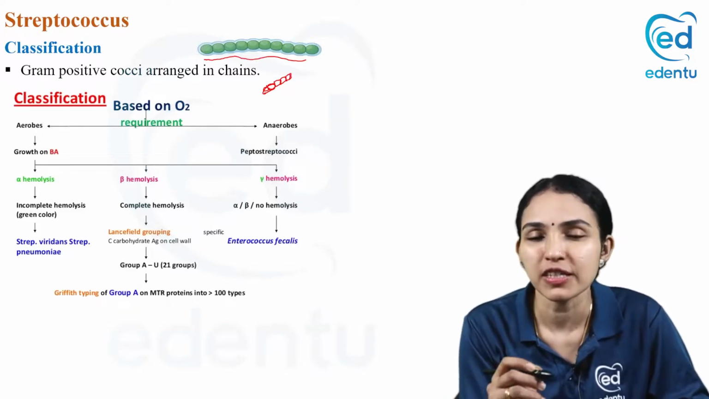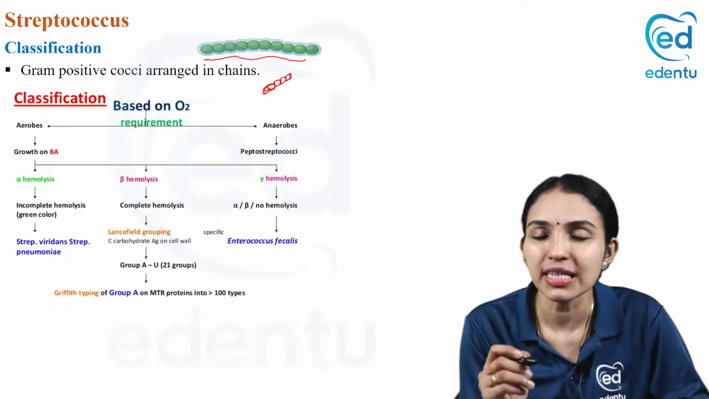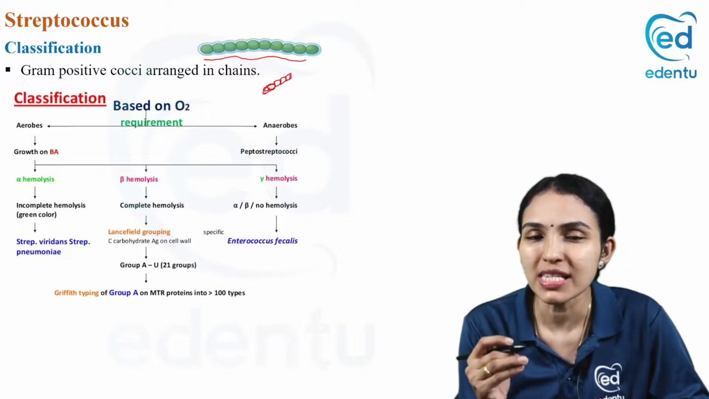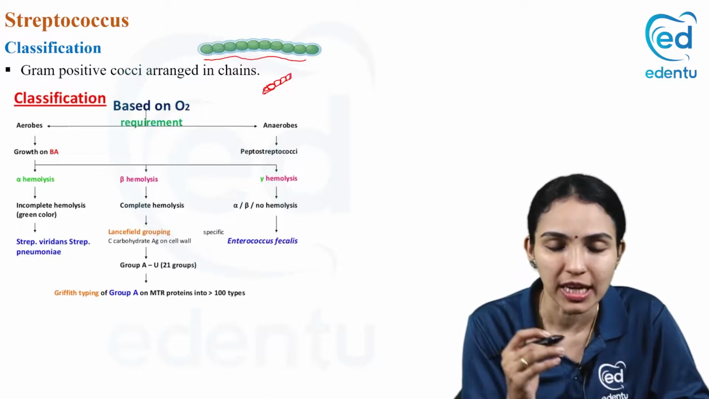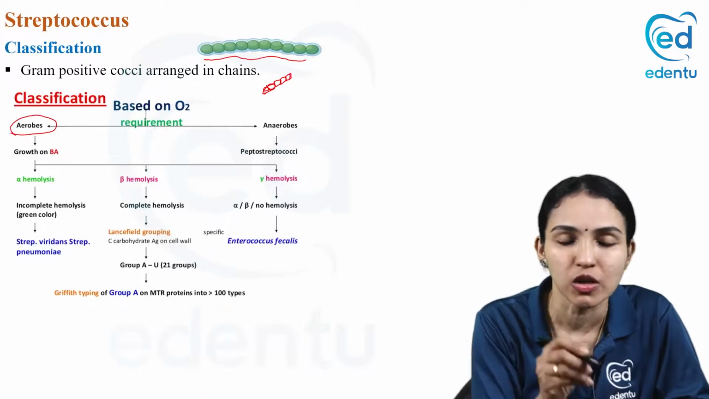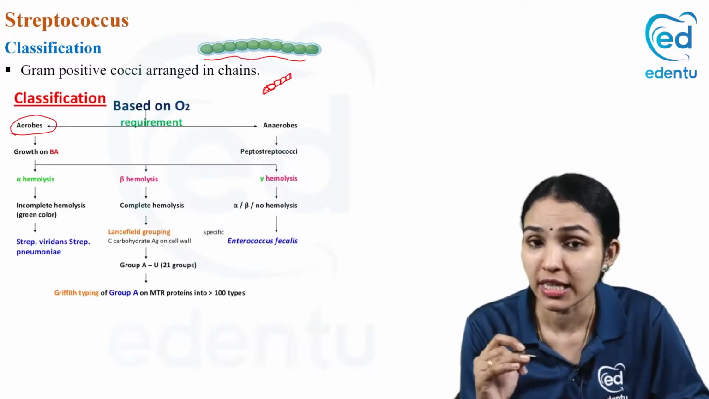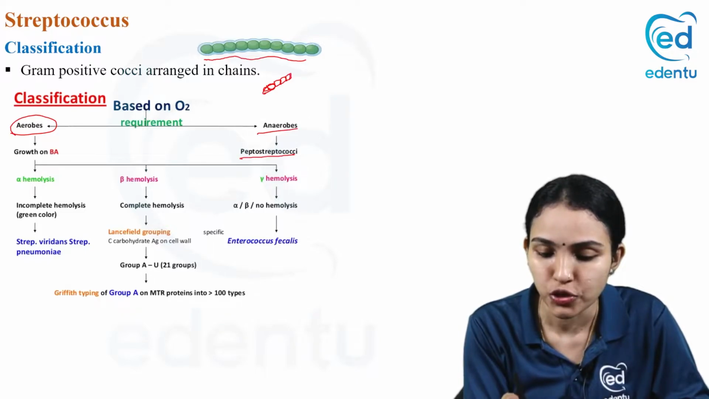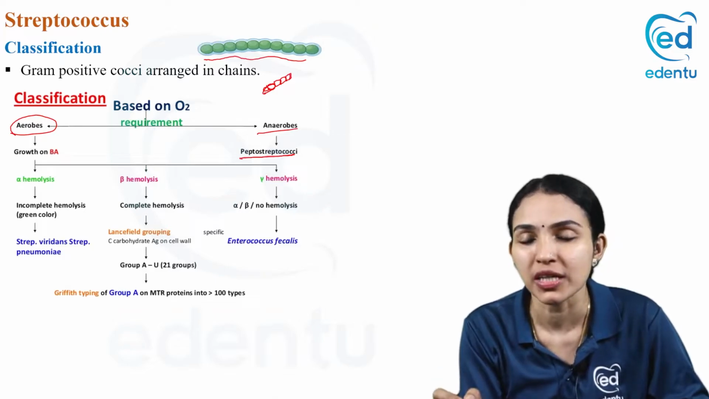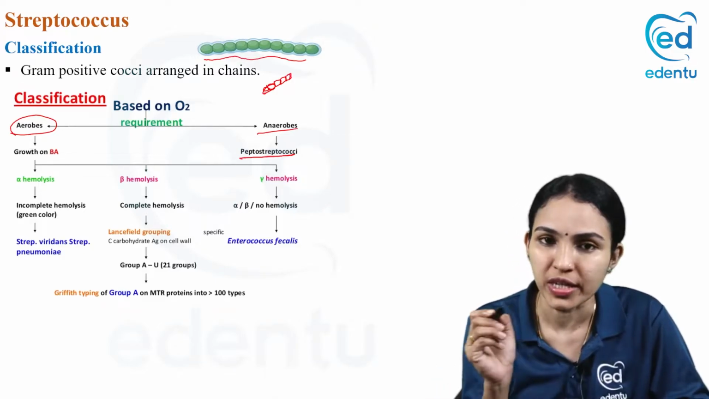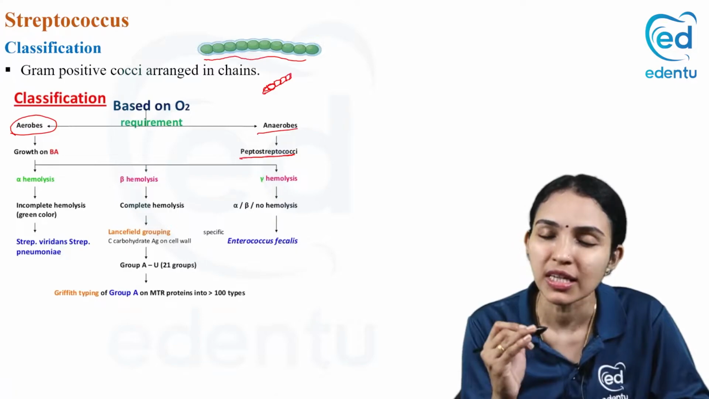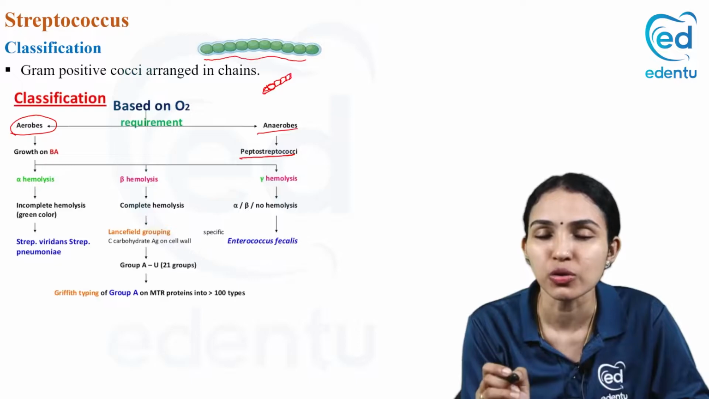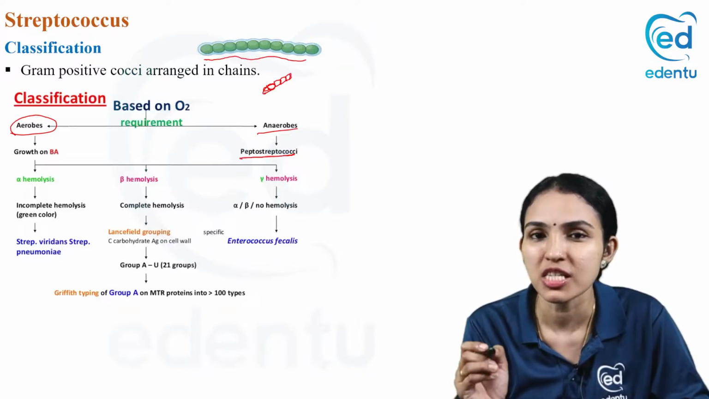And how can we classify this group of bacteria? Basically, we can classify Streptococci based on their oxygen requirement. When we simply say Streptococci, we actually mean the aerobic group of Streptococci, which require oxygen for growth. But there are anaerobic Streptococci which do not require oxygen for growth. They are called peptostreptococci. So peptostreptococci are anaerobic Streptococci, whereas when we simply say Streptococci, we mean the aerobic ones, the normal Streptococci.